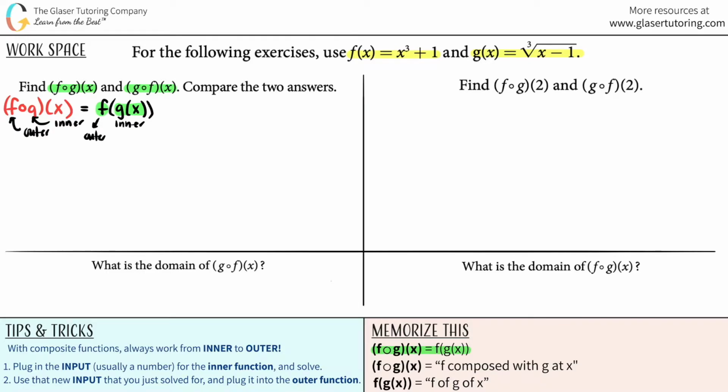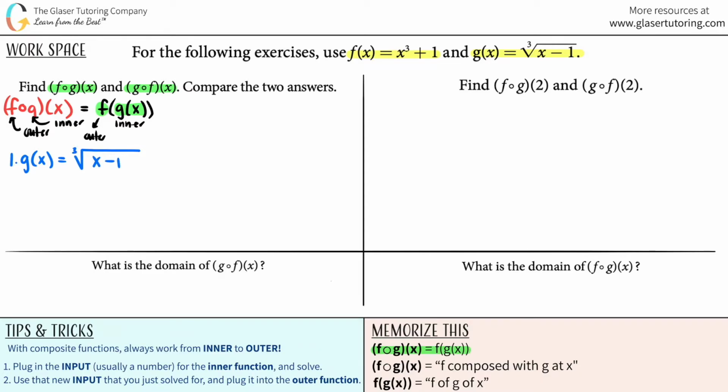Okay, so the inner function was the g of x. So with composite functions, we always work from inner to outer. And you're always going to plug in an input for the inner function first and solve. However, we don't have a number here. They just gave us x. So for the first part, you're just going to literally say what g of x is. G of x is the cube root of x minus 1.